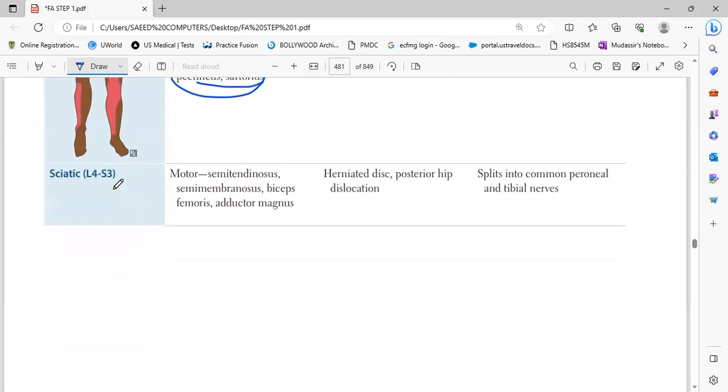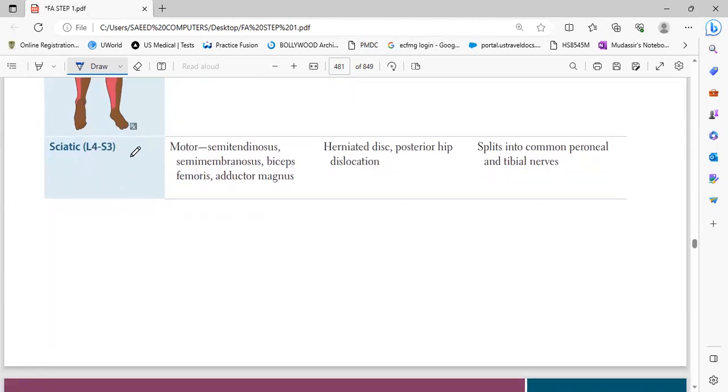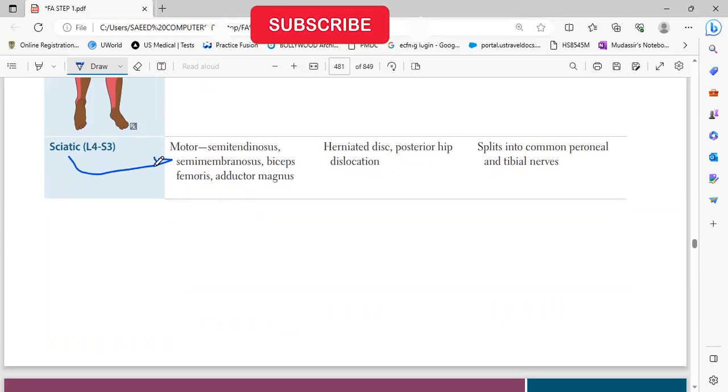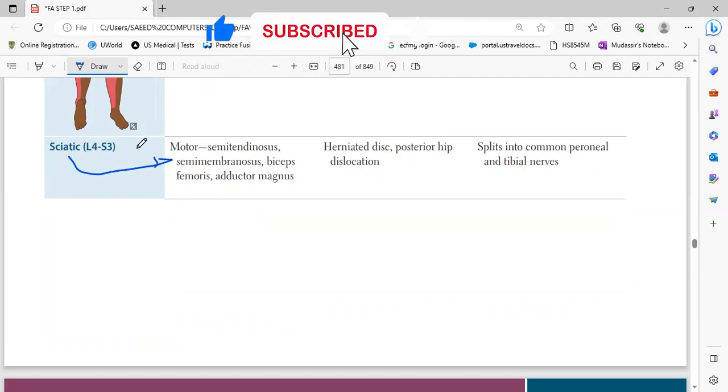Next is the sciatic nerve, L4 to S3. It is motor to the posterior thigh muscles. In one word, you can cram the anterior thigh muscles and the posterior thigh muscles. Motor is to semitendinosus, semimembranosus, biceps femoris, and adductor magnus. Here you can see, if we have obturator nerve, adductor magnus is supplied by two nerves. One of them is the obturator nerve, and the other is the sciatic nerve.